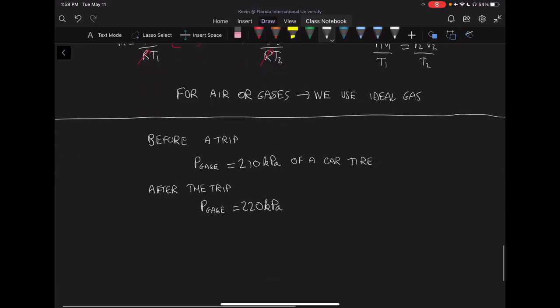Now, we're also told that the atmospheric pressure is equal to 95 kilopascals. Okay, and that's the atmospheric pressure. And remember that gauge pressure is pressure added in addition to the atmospheric pressure. It's not the absolute pressure. So we usually have to find the absolute pressure in thermodynamics. We're also told that the temperature of air was 25 degrees before the trip.